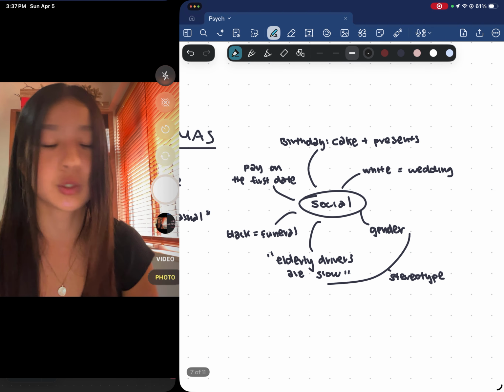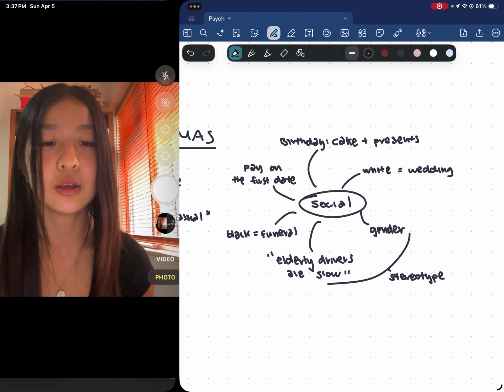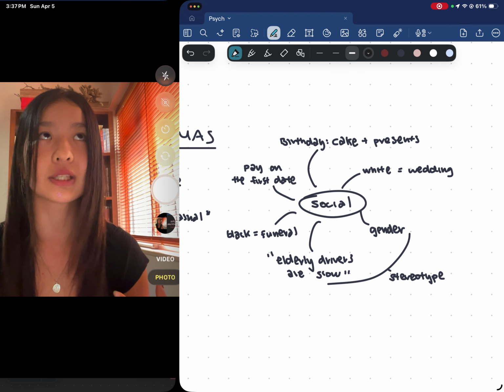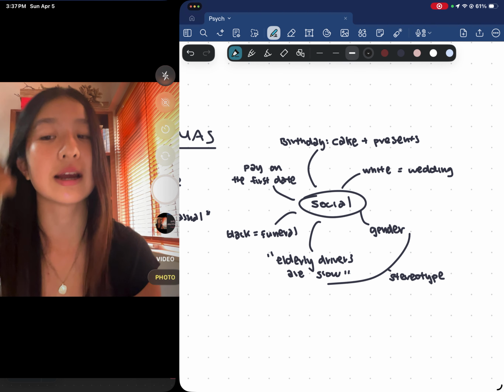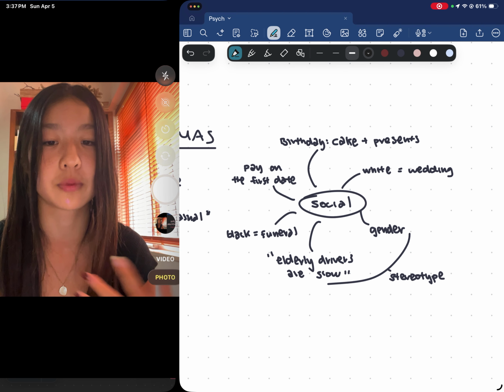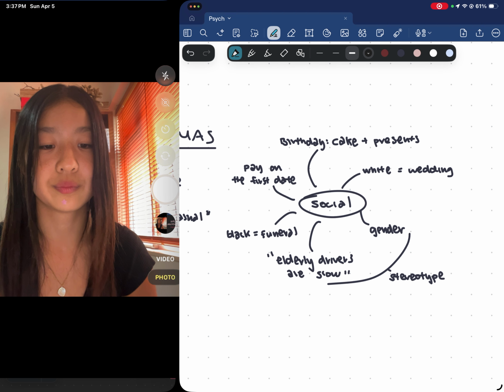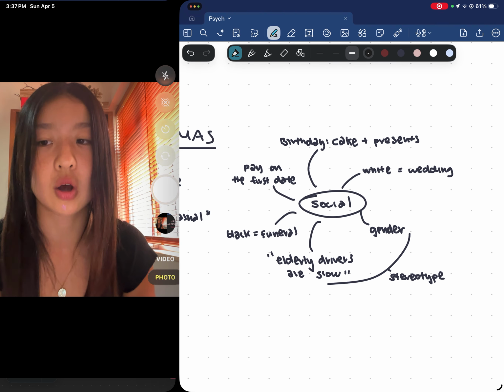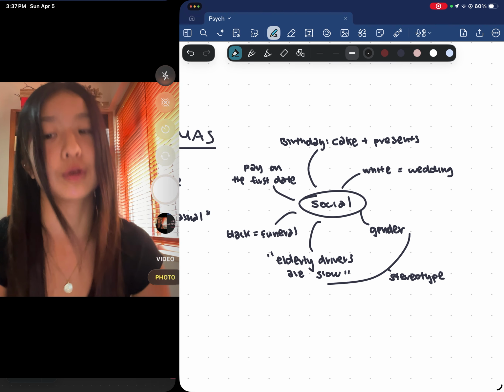We can also have social schemas, like when you think of a wedding, you think of white colors. When you think of a birthday, you think of cake and presents. It's just something that is always there, and there's almost always a set script for it. So these can lead to stereotypes that can be negative, but not all schemas hold these prejudiced views.